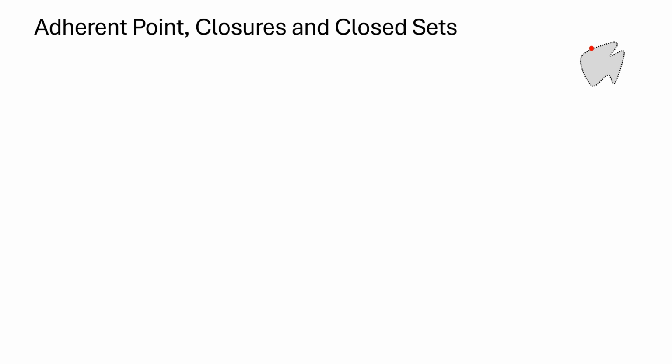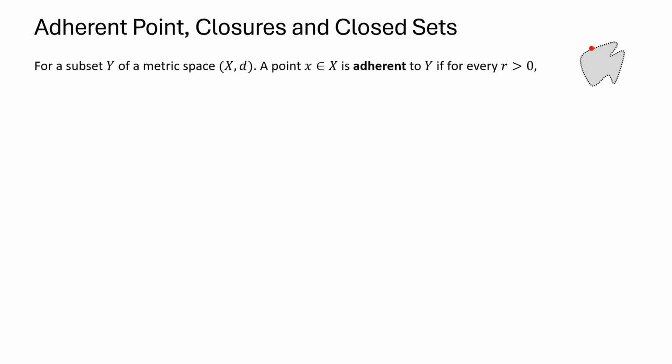Before we define closed sets, we need a couple of concepts. The first one is something called adherent. Let's talk about that. For a subset Y of a metric space X, a point little x in X is adherent to Y if for every open ball about x, the intersection with Y is not empty.